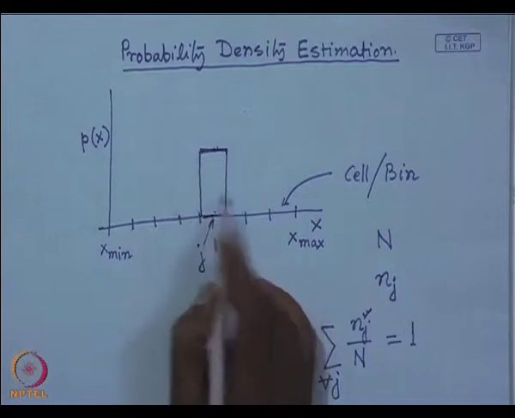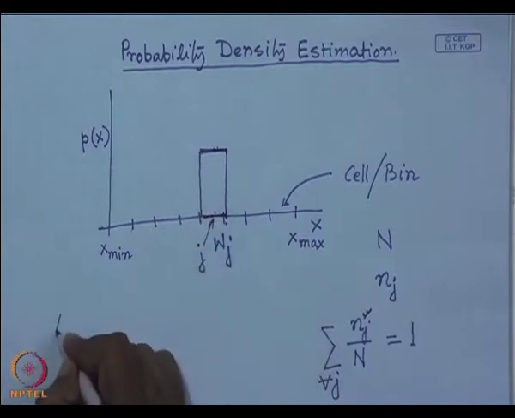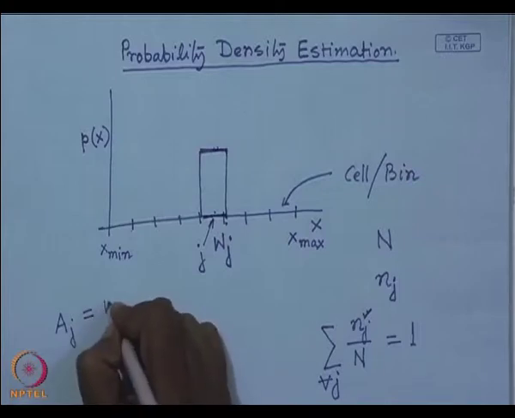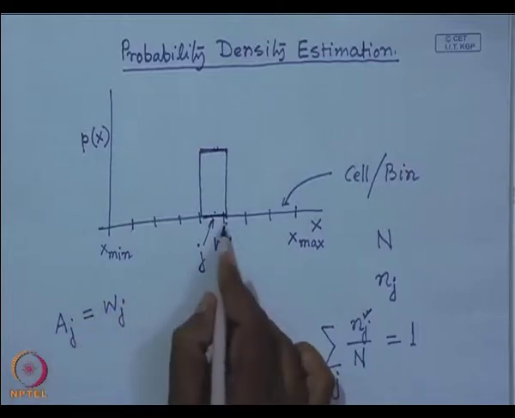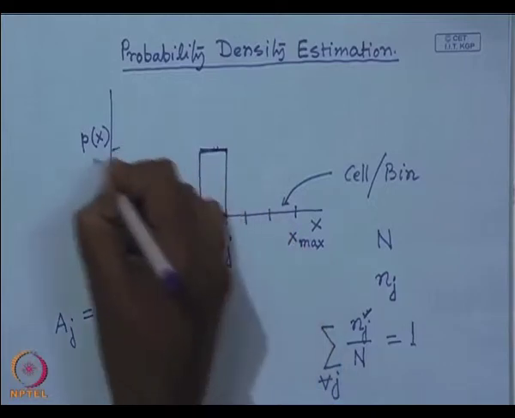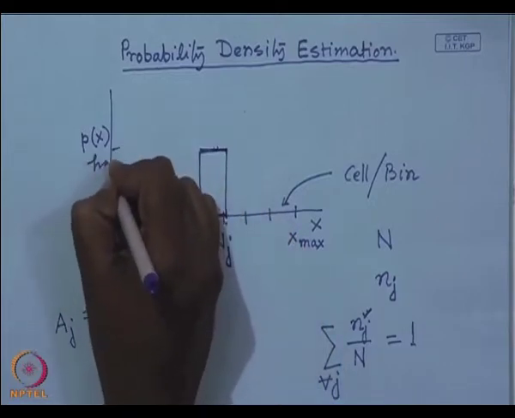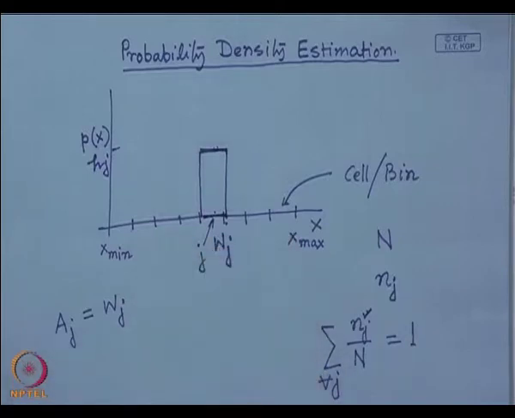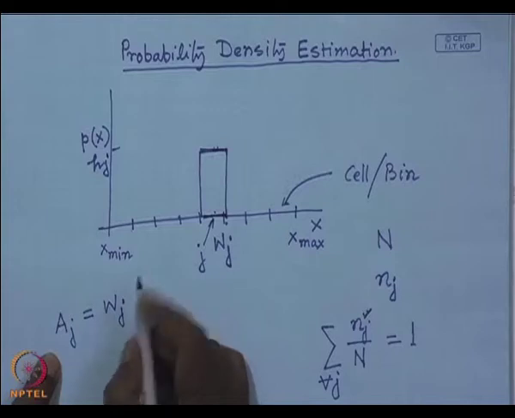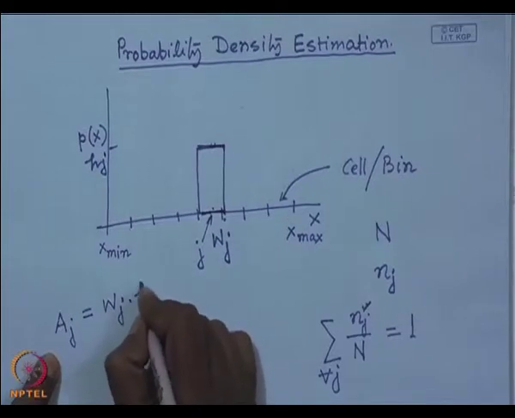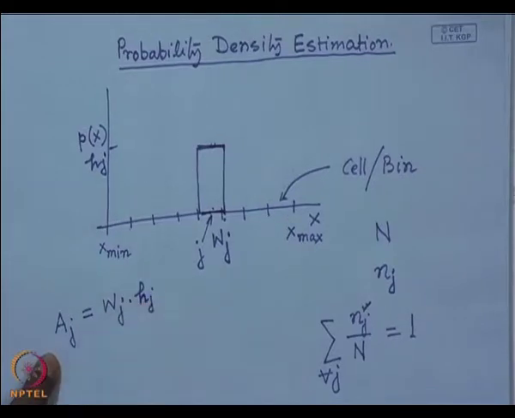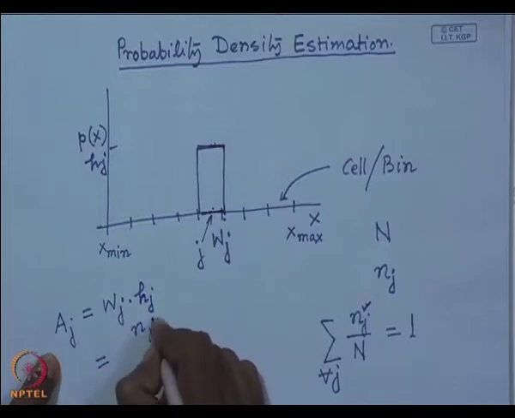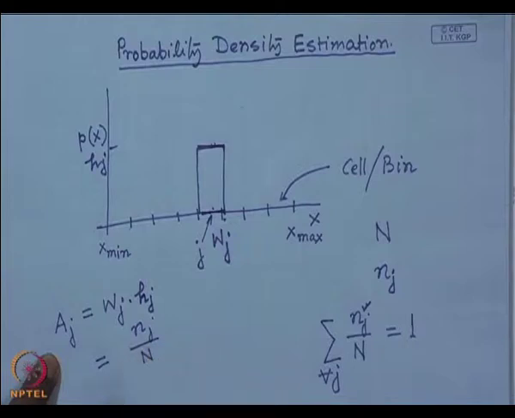So, the area of this jth bin, if I call it A j, has to be equal to w j, which is the width of the jth bin, and h j, which is the estimated probability density function so far as this jth bin is concerned. So, this area A j has to be equal to w j times h j, which is nothing but n j by capital N.